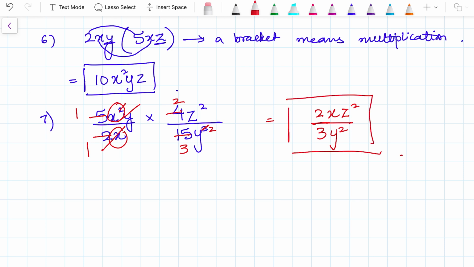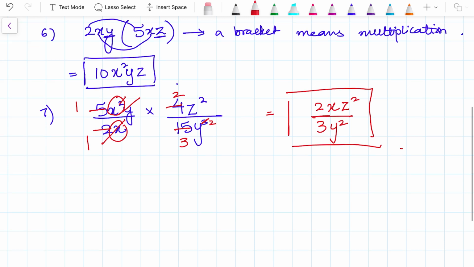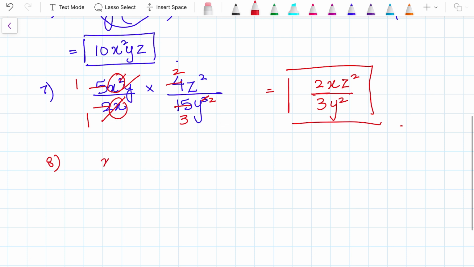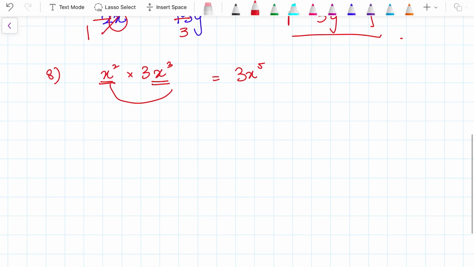We will discuss this topic further when we go deep down into algebra, but this is also good for an understanding to know how we get something. x square multiplied by 3x cube. These are 2 x's, these are 3 x's. Multiplies to give you 5 x's. Alright, let's start with bracket multiplication now.